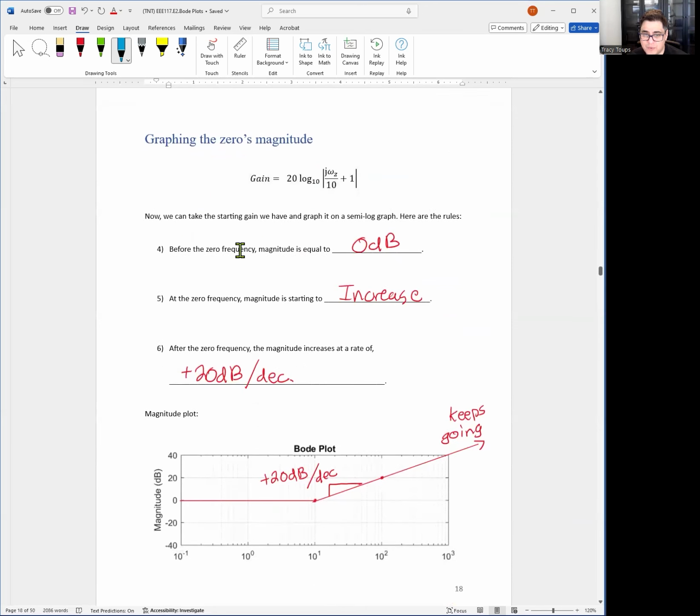So remember, before the zero frequency is 0 dB. At the frequency, we start seeing an increase, and after the frequency, it's going to be positive 20 dB per decade for the rest, for all eternity. So looking over here, if our zero is at 10, we put a dot at 10. Anything before is 0, everything afterward goes up, a positive slope of 20 dB per decade. So we're going up, and it keeps on going forever. So notice at 100, we're at positive 20, at 1,000, we're at 40. If I draw 10,000, we'll be at 60, and so on and so on.